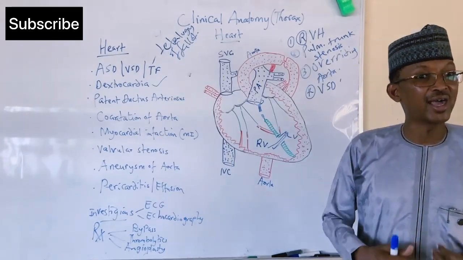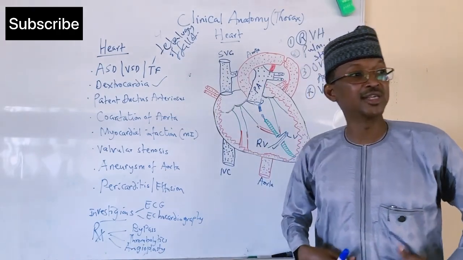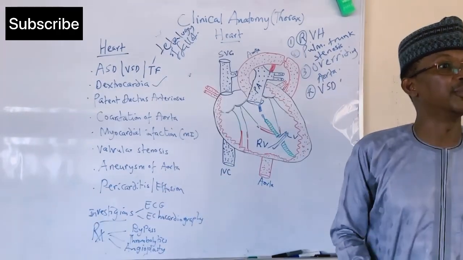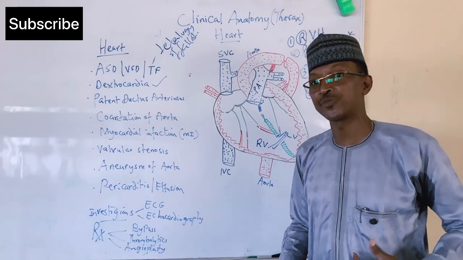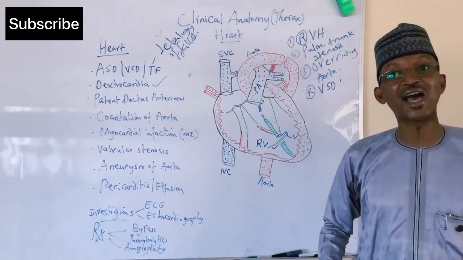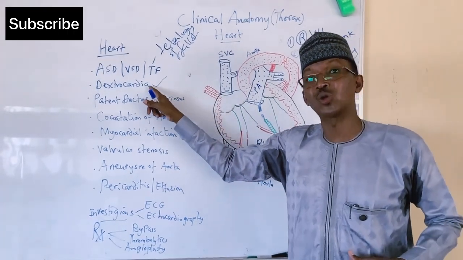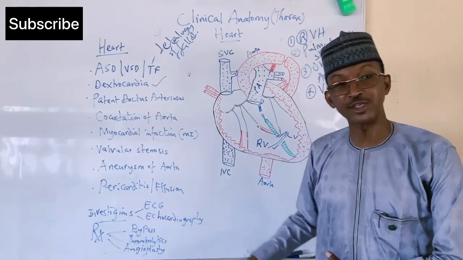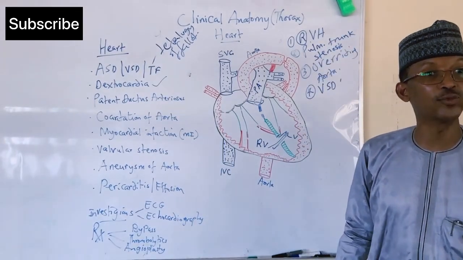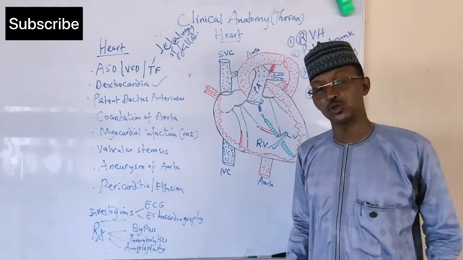And so another associated condition with dextrocardia is associated rotation of the gastrointestinal tract. You all know that the appendix is found on the right iliac fossa. But if somebody has dextrocardia, the appendix that is normally found on the right iliac fossa is also going to be found on the left iliac fossa. So there is a reversal.